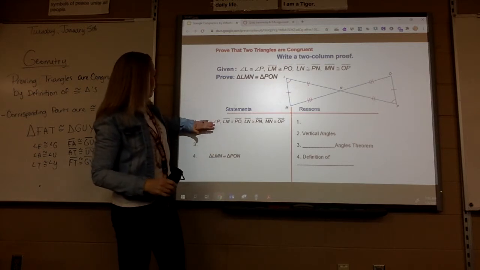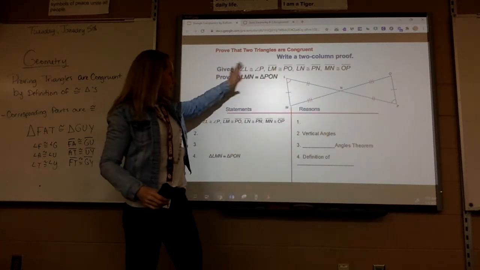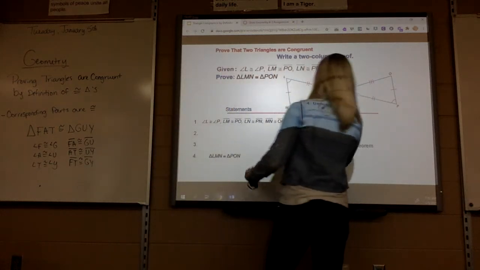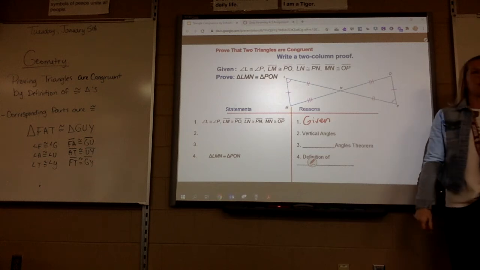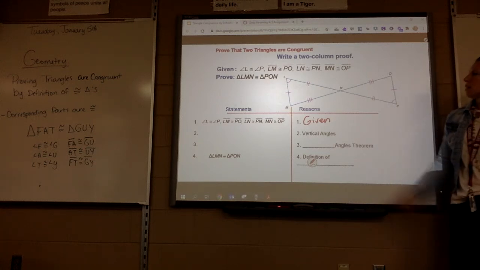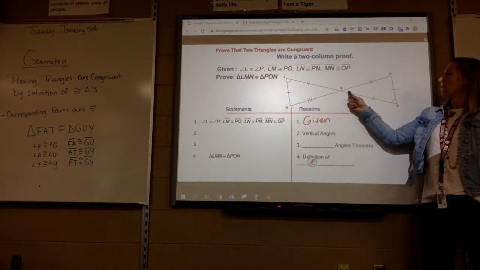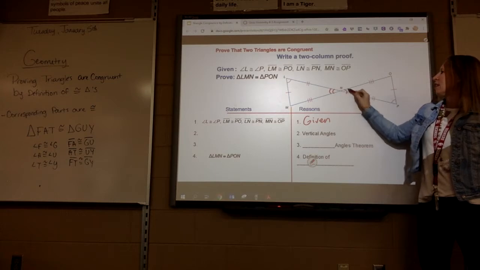So I'm given that angle L is congruent to angle P. That's already marked with the humps. And I'm given all three sides. So that is given. Okay. Well, all I'm given is one angle. So I've got all three sides. I need two more angles. But what do we know about these two angles? They're the same. Vertical. They are vertical angles, so they equal each other.